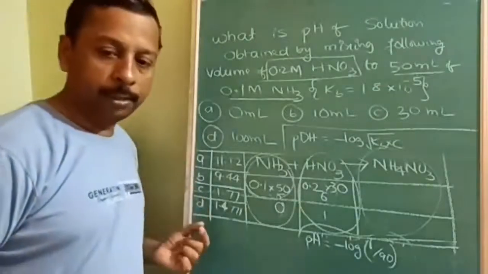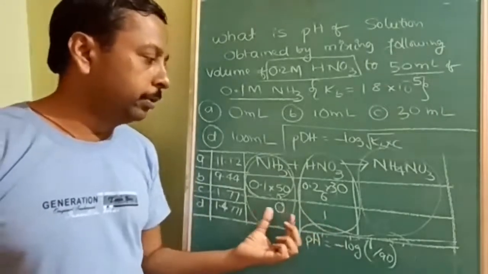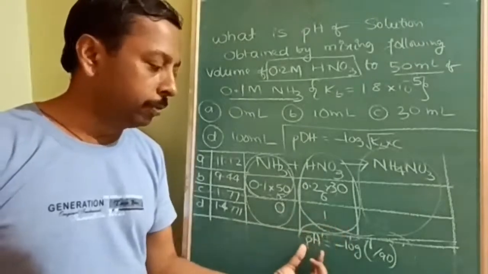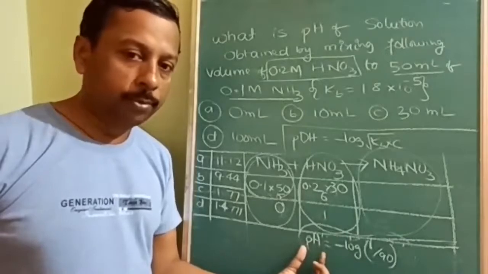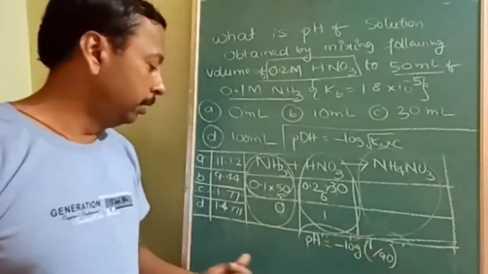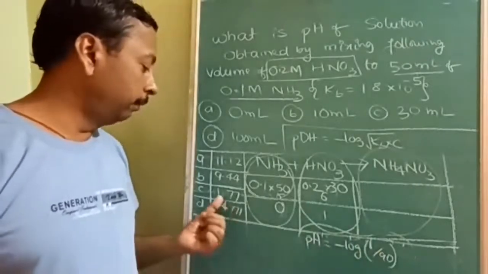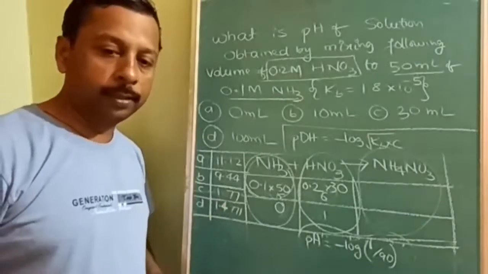Okay, is the C part understood? Only acid is left over, base is not there. If strong acid is left over, we can directly find out the pH from the acid moles. pH is equal to negative log of 1 upon 80. So if you simplify 1 upon 80, you will get 1.77. Is the C part understood?